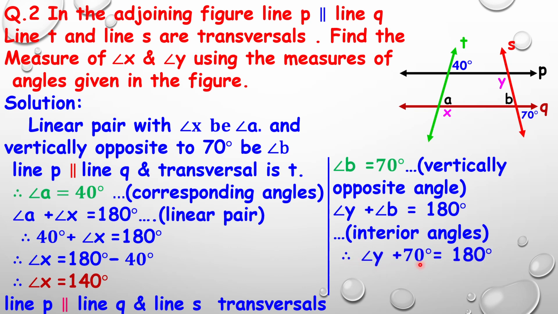Then substitute the value of B as 70 degrees. Therefore, Y plus 70 is equal to 180. Transfer this plus 70 to the opposite side. It becomes minus. Therefore, Y is equal to 180 minus 70. Therefore, Y is equal to 110. So the answer is angle X is equal to 140 degrees and angle Y is equal to 110 degrees.